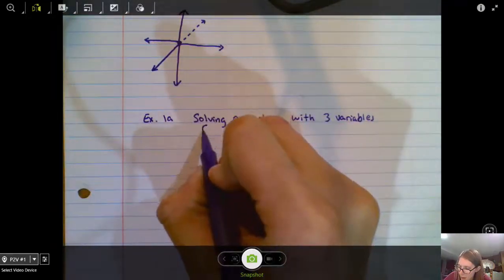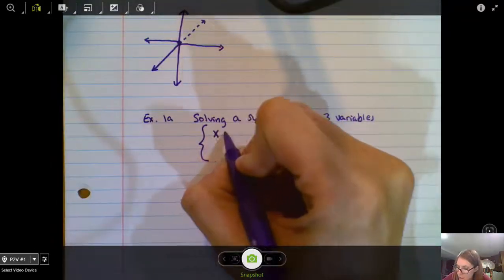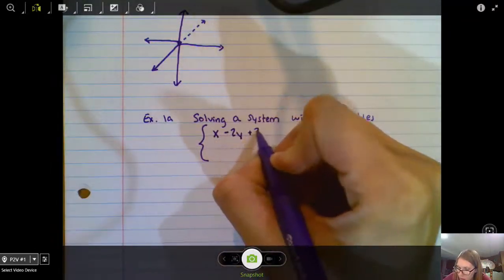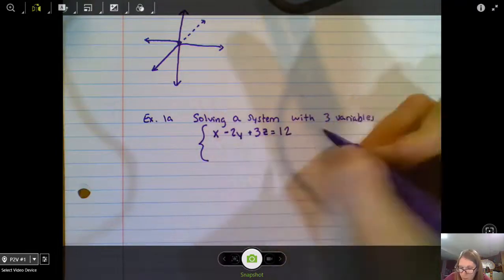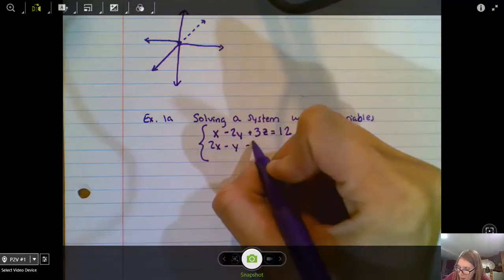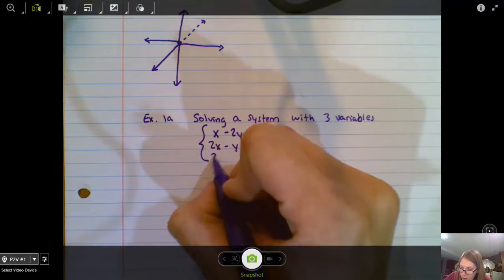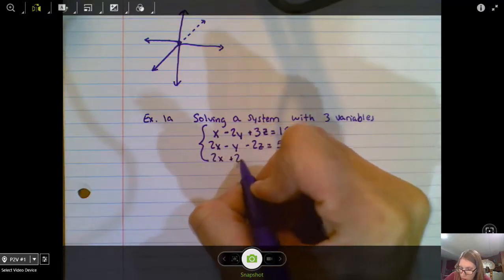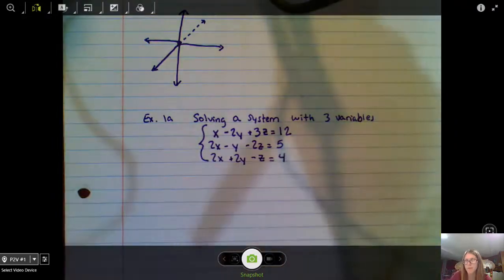All right, so here are my three equations that we want to solve. We have x minus 2y plus 3z equals 12. 2x minus y minus 2z equals 5. And 2x plus 2y minus z equals 4.